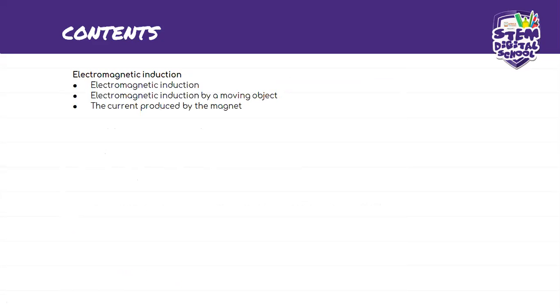For the content today, we're going to be doing electromagnetic induction. What are we going to learn? We're going to discuss what electromagnetic induction is, electromagnetic induction by a moving object, and the current produced by a magnet. The main point is for us to understand what electromagnetic induction is, and for that we need to understand all the aspects that come with its production.